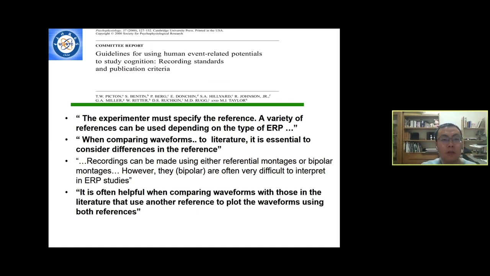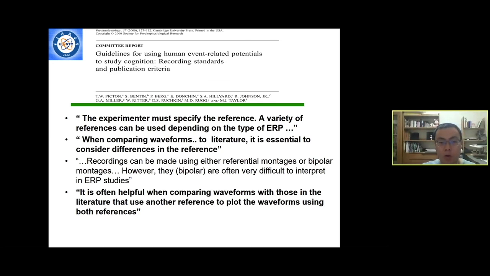And in 2000, there were other guidelines for using human event-related potentials to study cognition. In these guidelines, it mentions that the experimenter must specify the reference. A variety of references can be used depending on the type of ERP.